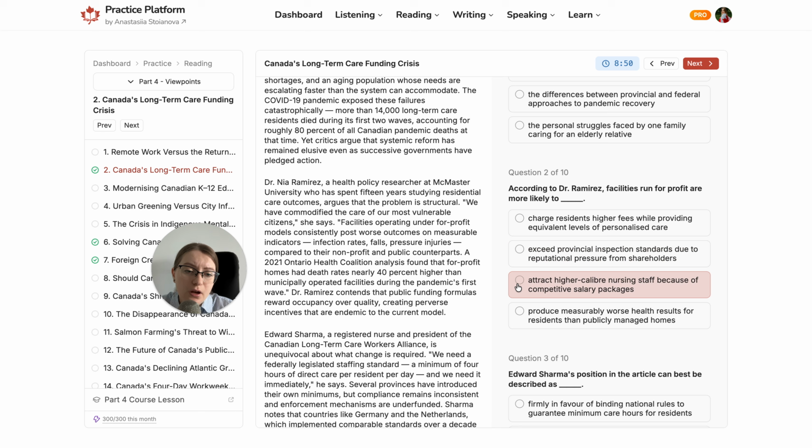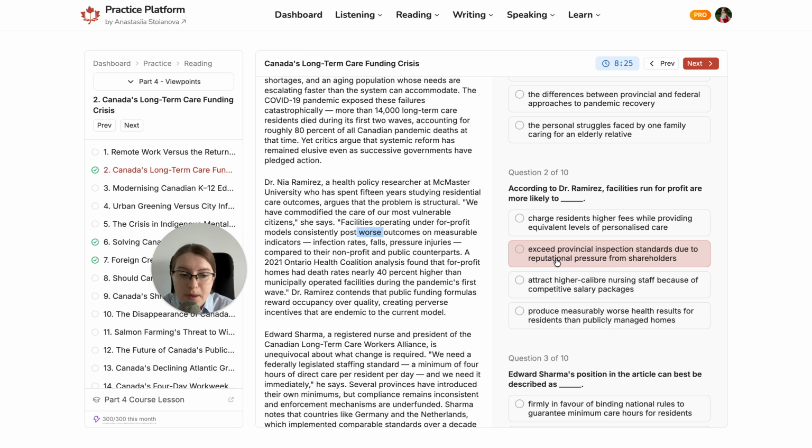And if you look at the options, which one sounds like the closest choice? Charge residents higher fees while providing equivalent levels of personalized care. Is it equivalent or not? We just said that. It's actually worse. And this is a very important word here, worse. So you see it's not equivalent. We cannot choose this one.